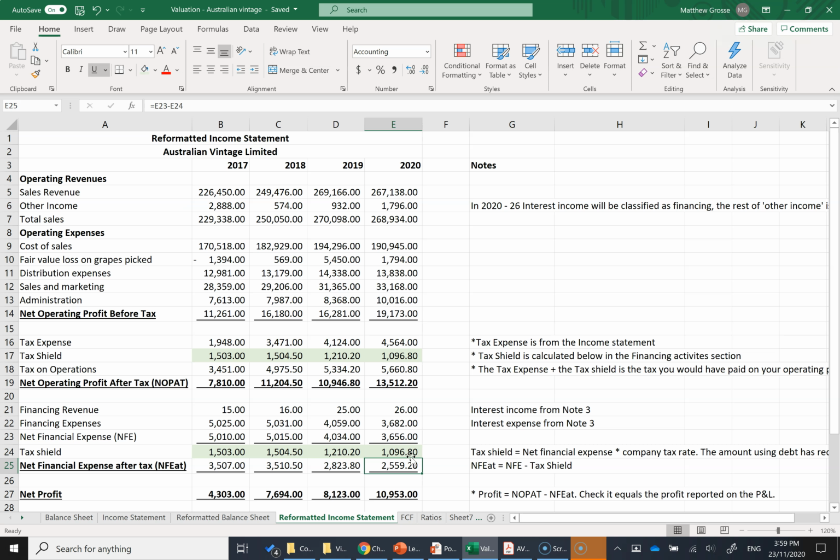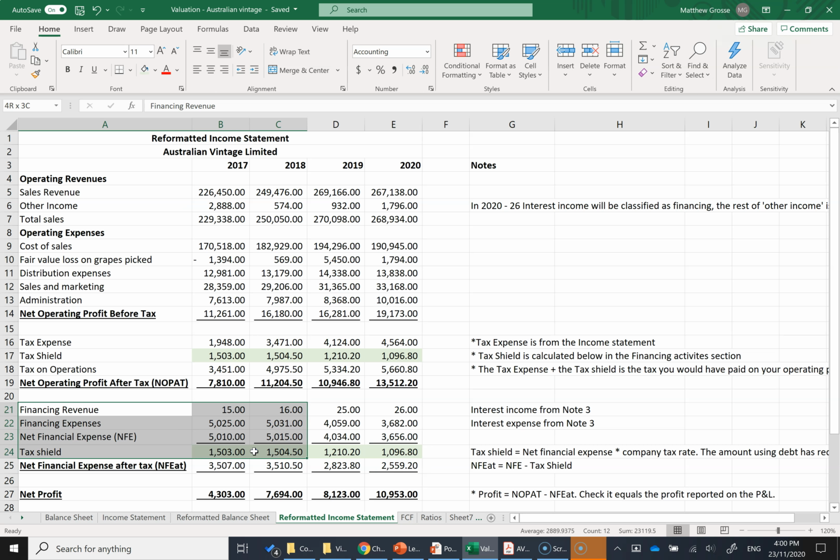And what this number here tells me, the 1,096, it's saying that because we have used debt and because we have made a loss from the interest, or we've got this tax deductible interest expense, it has lowered our tax bill by 1,096. It's a tax shield or a tax benefit because it's lowering the amount of tax we have to pay. So we now calculate NFEAT, net financial expense after tax. Net financial expense minus the tax shield gives us net financial expense after tax.